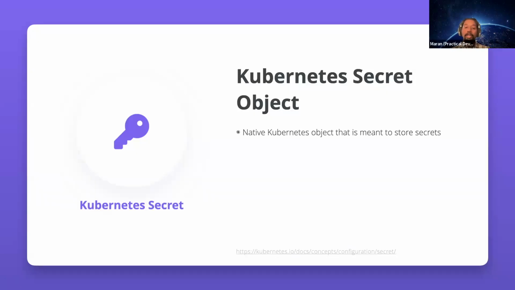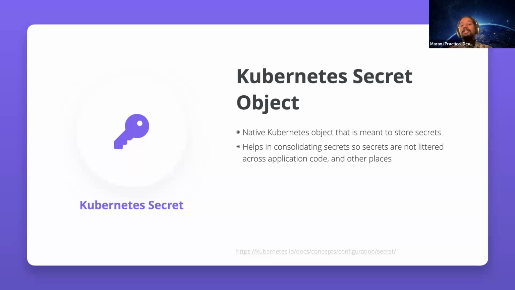A Kubernetes secret object is an object that is meant to store secrets. It's good for one reason: if you have secrets in multiple places, it helps you create all those secrets in one single place inside the Kubernetes cluster itself. That's what it's good for. It's stored as a key value pair in a base64 encoded format, and it is not encrypted by default. That's something you will have to do: you will have to encrypt it at storage.